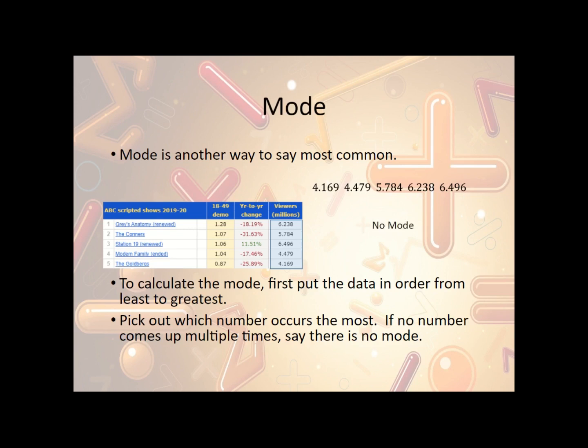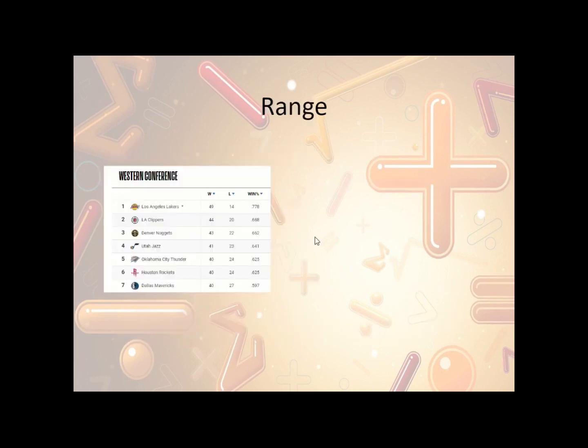Now, if there's more than one number that occurs multiple times, the same number of times, then you could have more than one mode. So you could say that 2 and 3 are your mode if they both occur the same number of times. But if one occurs more than the other, then you just go with whatever one occurs the most. Now, range. The range is a way to say the lowest and the highest values.